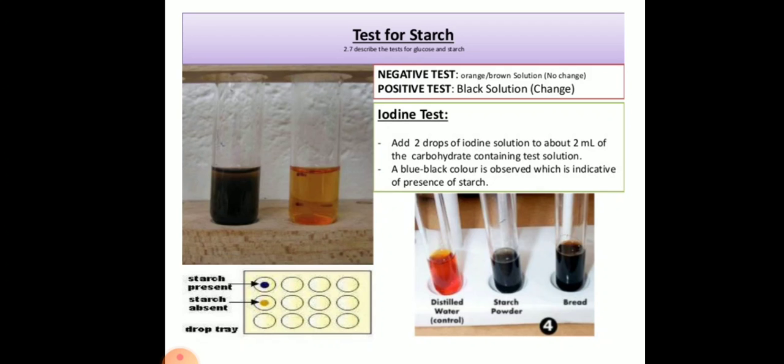So this was all about carbohydrates. The next nutrient, that is fats, we will talk about in our next coming video.